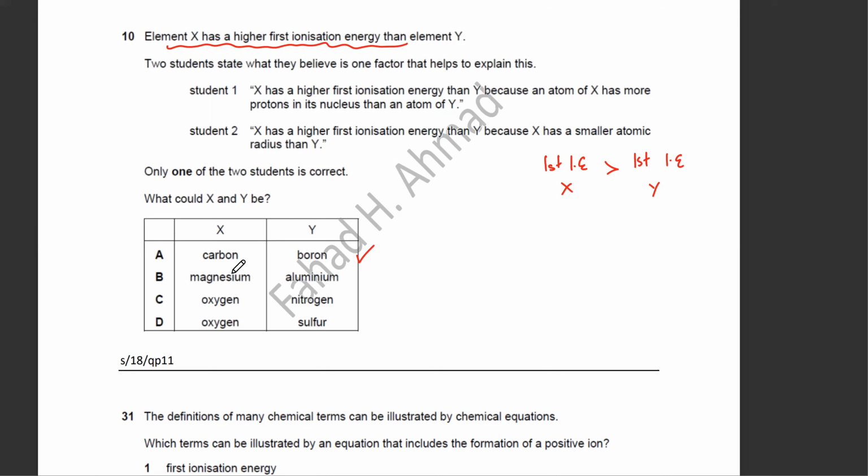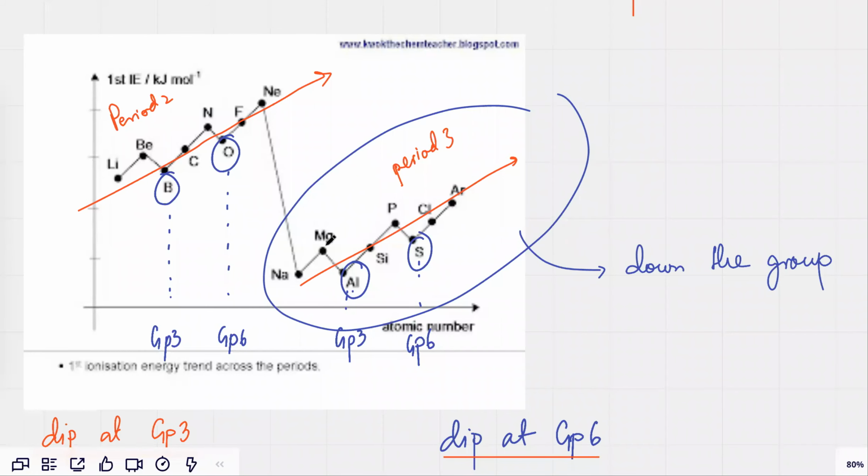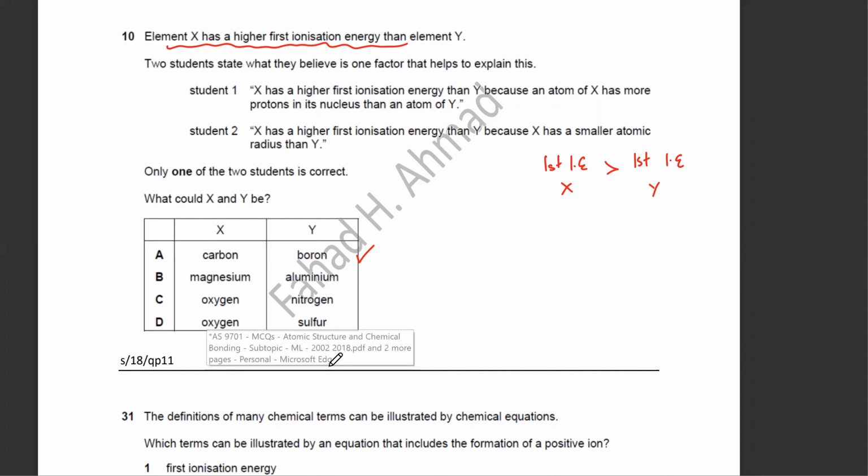If option B is correct, then magnesium should have a higher ionization energy compared to aluminium. X should be greater than Y. So Mg and Al, look at where they are, also across the period. Mg has an ionization energy greater than Al because there's going to be a dip at Al, at group 3, as you move across the period. So that is also correct. Magnesium has an ionization energy that's greater than aluminium.